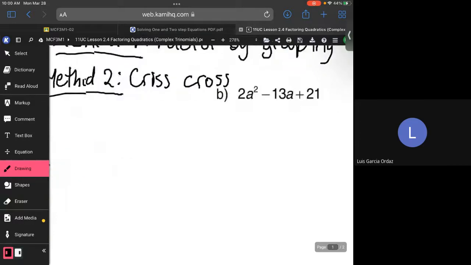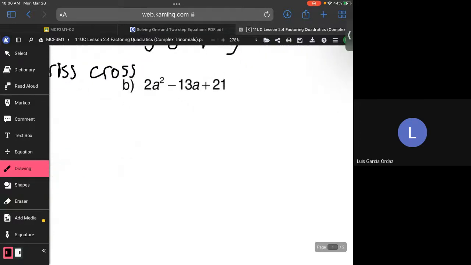Okay. So for B, we have 2a squared minus 13a plus 21. So we're going to focus on the 2a squared and the 21. What are two numbers that multiply to give me 2? We're going to focus on this one first. Two numbers that multiply to give me 2: 2 and 1. Okay, good. Now, what are two numbers that multiply to give me 21?